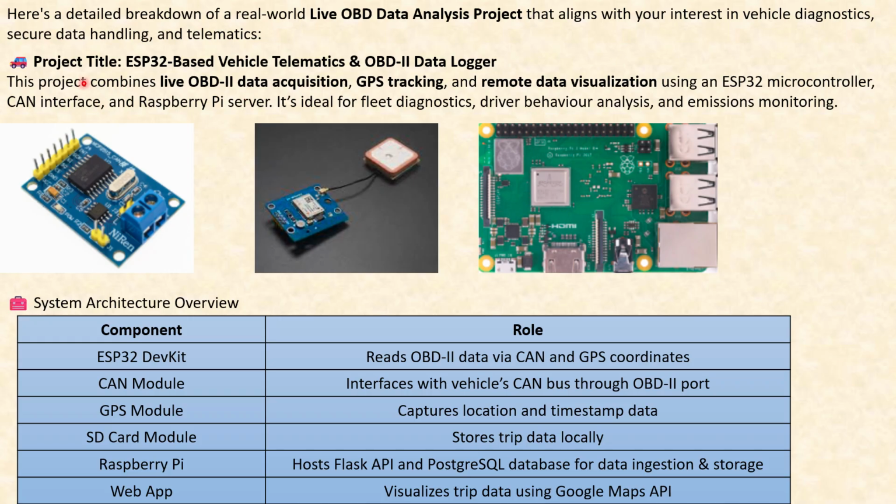All right. Now the project title is ESP, which is a hypothetical name, ESP32-based vehicle telematics and OBD2 data logger. The project combines live OBD2 data acquisition, GPS tracking, and remote data visualization using an ESP32 microcontroller, a CAN interface, and a Raspberry Pi server. It is ideal for fleet diagnostics, driver behavior analysis, and emissions monitoring.